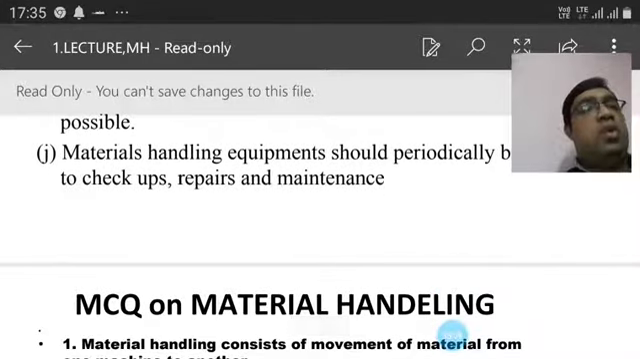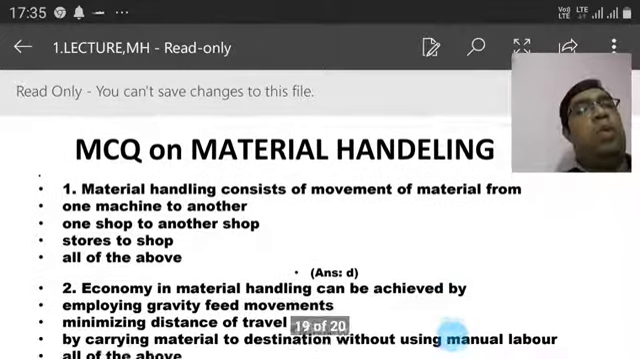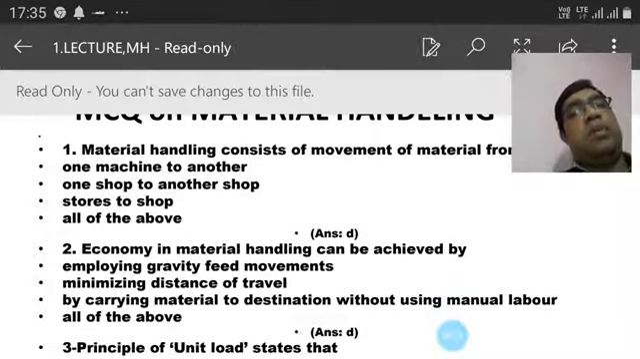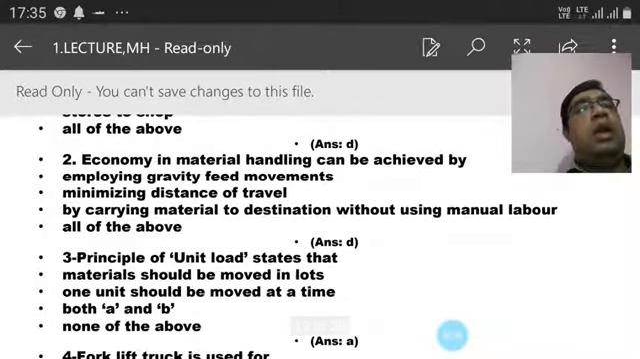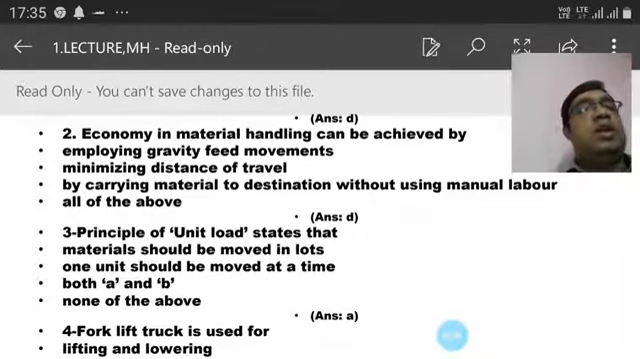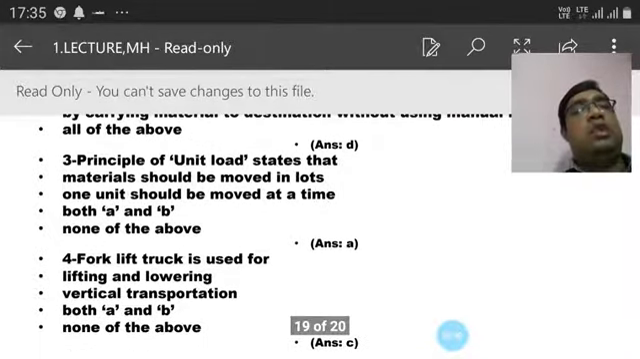Now the MCQ-type questions on the materials handling system. Materials handling consists of movement of materials from one machine to another machine, one shop to another shop, and storage to shop, and this will be the answer. Economy in materials handling can be achieved by employing gravity feed movement, minimizing the distance of travel, and carrying materials to destinations without using manual labor. The principle of unit load states that the materials should be moved in a lot.